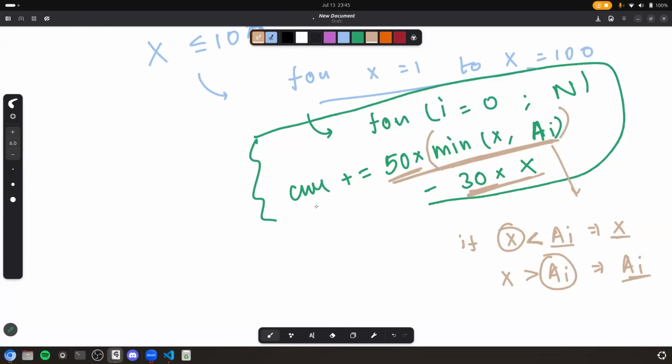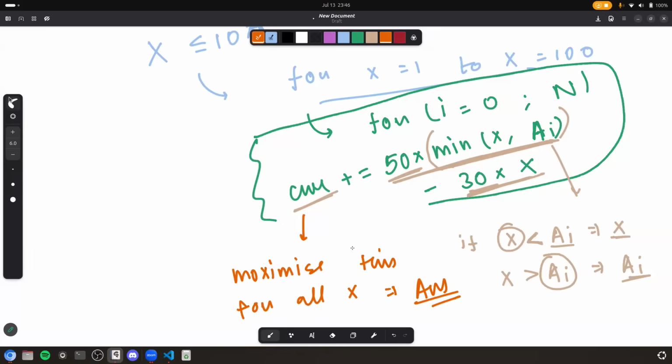That would give the total profit for a given X. And we can just maximize this for all X. And that would be the answer.